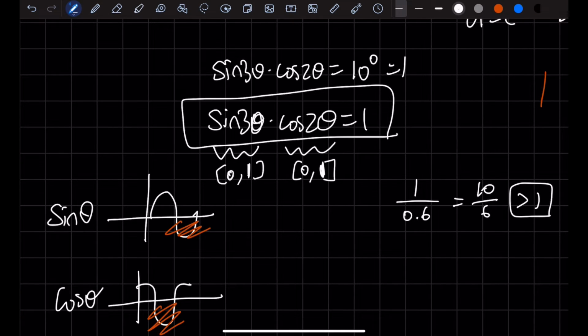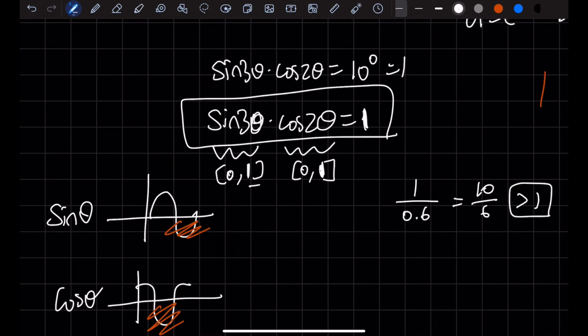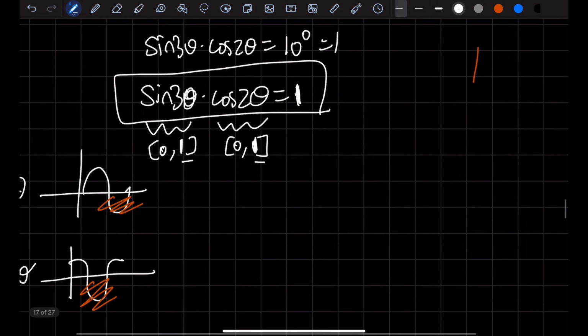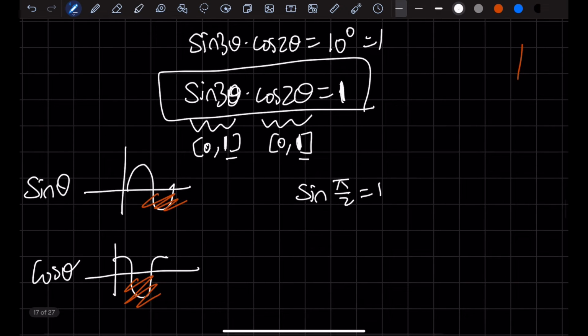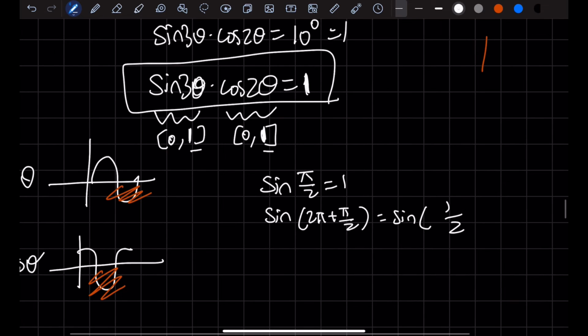So we see that the only time it will be 1 is when sine of 3 theta spits out 1 and cosine of 2 theta spits out 1. This is the only case that this could happen in. So, when does this happen? Let's think about it: sine of pi over 2 gives out 1, right? And is there any other number that gives out 1? Well, it has to be added with 2 pi. So 2 pi plus pi over 2, which will be sine of 5 pi over 2.